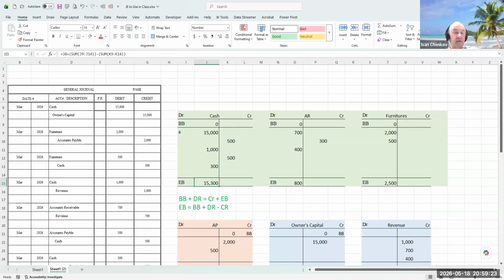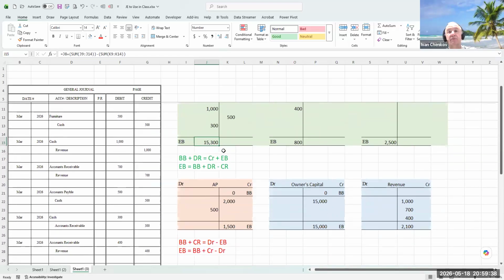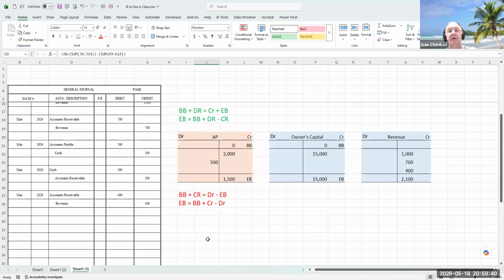Now, the other thing that I can do, if you want to go one step further, is flip this one and create another copy, which will be the third sheet now. So once I have all those accounts, I can prepare my trial balance. How can I do that?